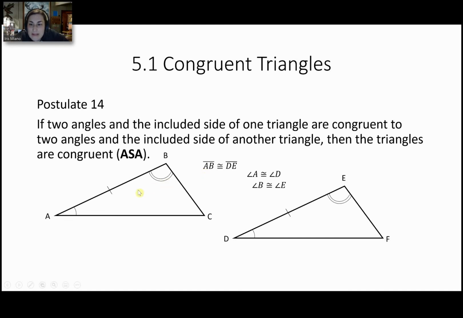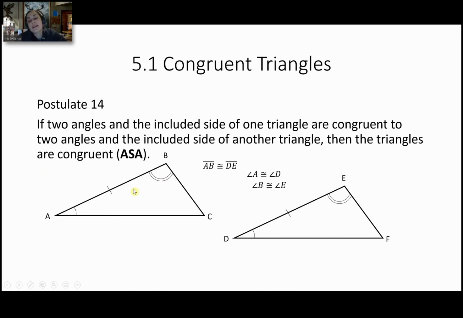What have we got? Oh, look at this. Angle, angle. Angles A and D are congruent to each other. Separately, distinct to that, but also related. Angles B and E are congruent to each other. And notice that the side that joins together those two pairs of congruent angles, right, the included side, is also congruent among the two triangles. That's side length AB and DE here.